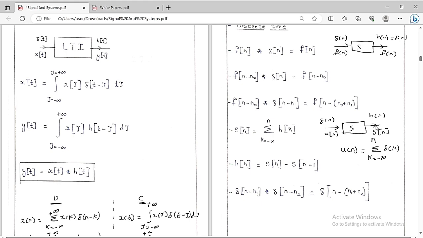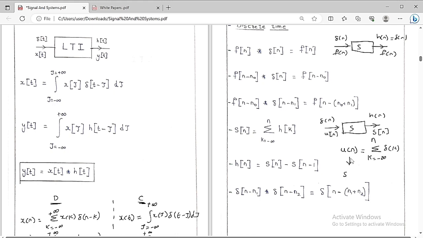So u of n is equal to the sum over k equals minus infinity to n of delta of k. When n is less than 0, this value is always equal to 0. If n is greater than or equal to 0, this value is always 1. Then we carry on in the same fashion. So for u of n, what is the response?